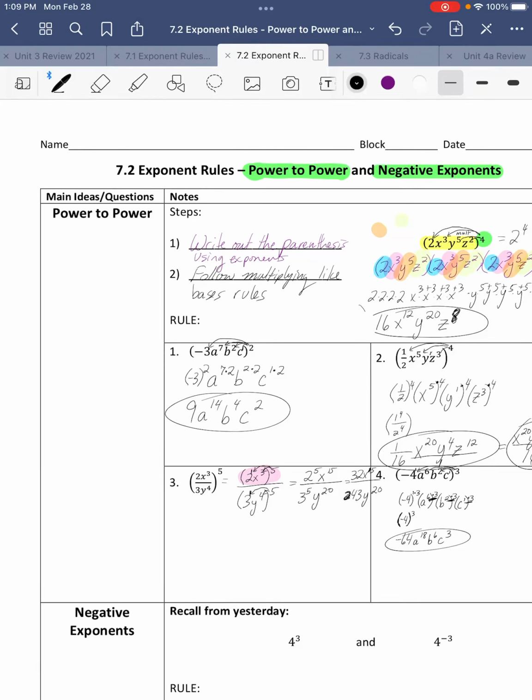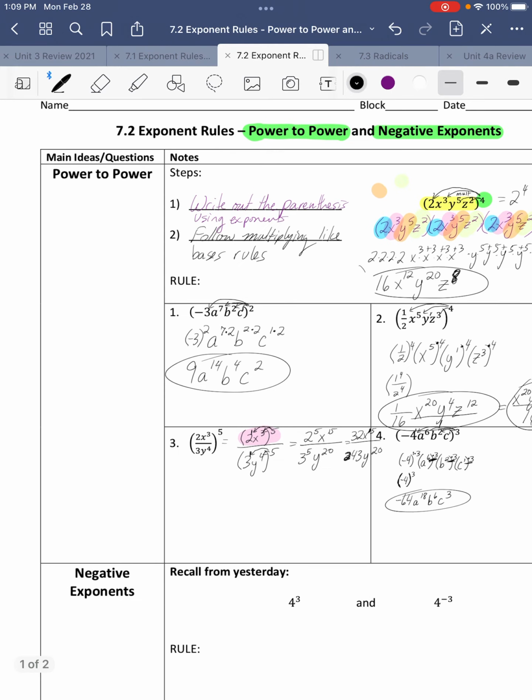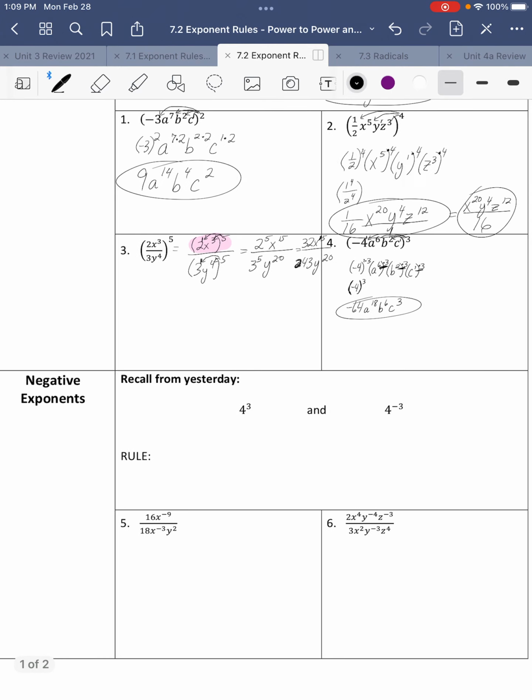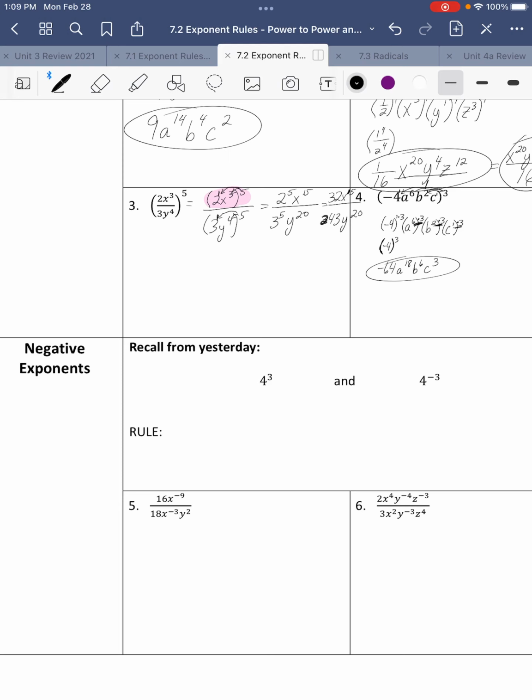All right, welcome to the second part of exponent rules 7.2, which is negative exponents today. So recall from a previous class, 4 to the third is 64. 4 to the negative 3 is 1 over 64. The rule with exponents is you cannot have a negative exponent in a simplified answer.